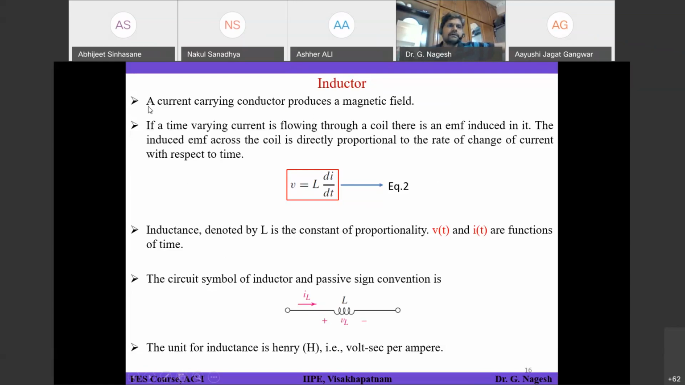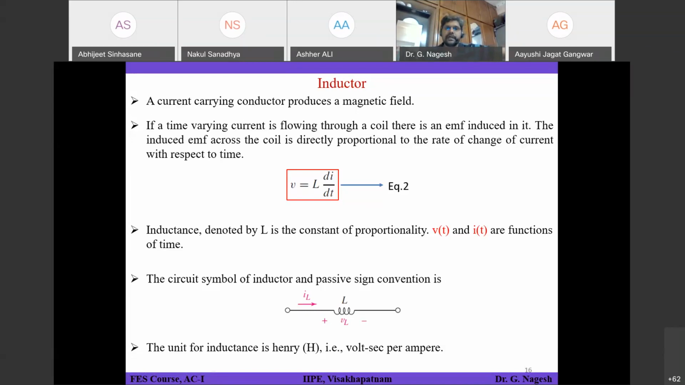Briefly, a current carrying conductor produces a magnetic field. Whenever you take a simple wire and send some current through it, a magnetic field is always produced. That means some amount of flux is always produced because of the current flowing in the conductor.